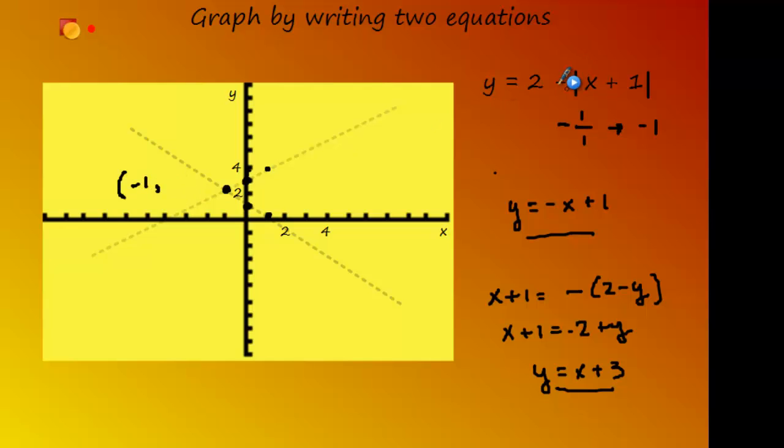And then the y-coordinate is the c value. Now the c value is normally out here on the right, but it's just in front here. That's a +2. I could move that over here and it'd be the same. So that's going to be a +2 for my vertex.